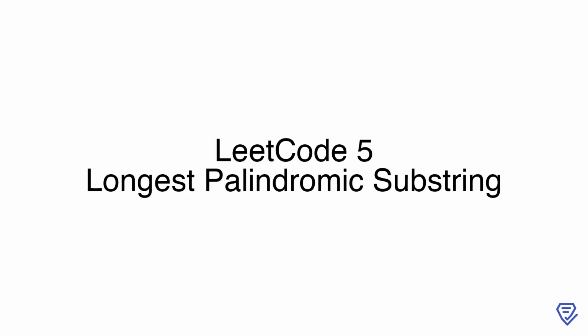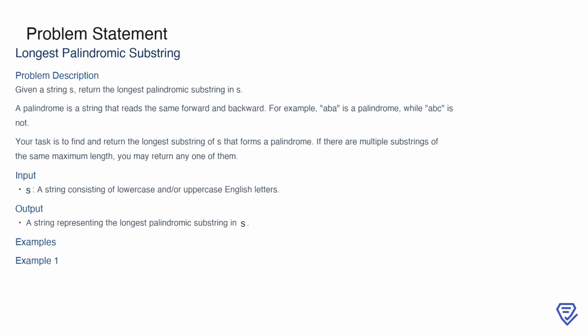Let's begin. The task here is to identify the longest palindromic substring in a given string, S. A palindrome is a sequence of characters that reads the same forward and backward. For example, the string ABA is considered a palindrome because its reverse is the same as the original. On the other hand, ABC is not a palindrome because reversing it gives a different string.